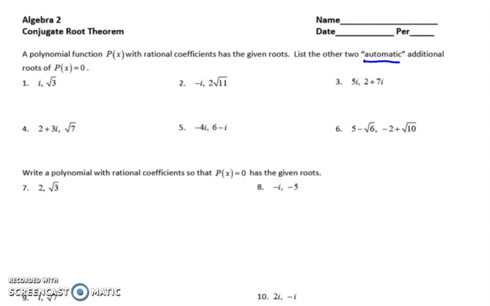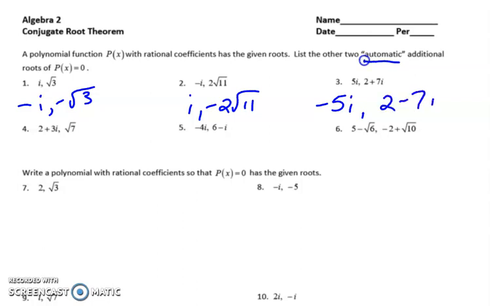So if I have i, I'm also going to have negative i. If I have the square root of 3, I'm also going to have negative square root of 3. If I have negative i, I'm also going to have i. If I have positive 2 square root of 11, I'm going to have negative 2 square root of 11. Okay? If I have 5i, I'm going to have negative 5i. If I have 2 plus 7i, I also must have 2 minus 7i.